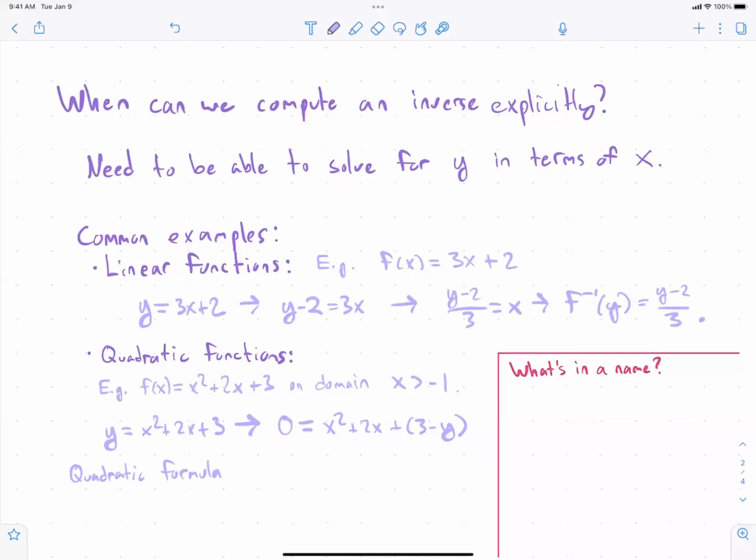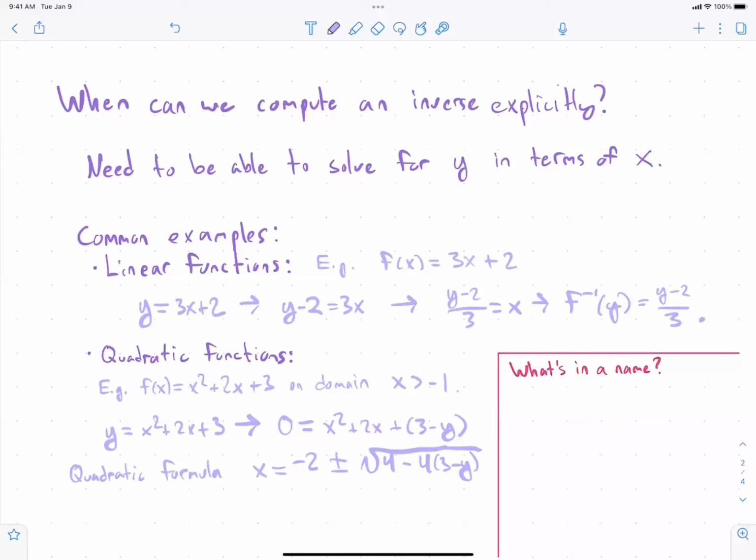The quadratic formula gives me x is equal to minus 2a, so minus 2 plus or minus the square root of b squared. So b is 2, so that's 4, minus 4ac, so a is coefficient 1, c is this constant term, which has a y in it. So here's where your y is showing up. So 3 minus y.